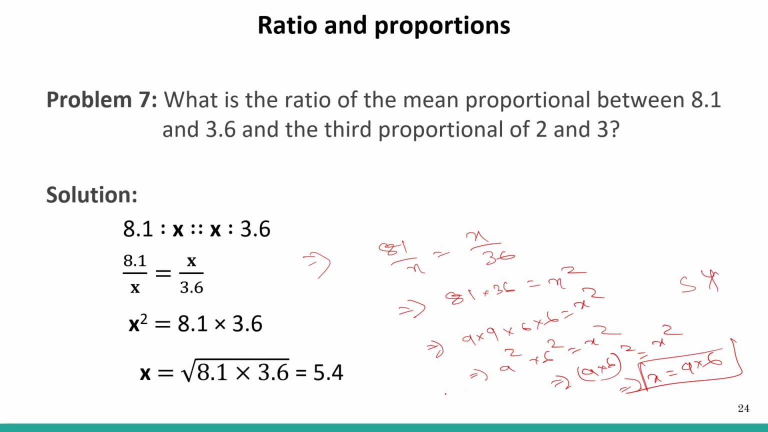So 54 in decimal will be 5.4. Okay, 5.4 will be the correct answer, because we converted this to 81 and 36 respectively. So this will become 10x. Okay, 10 into x, so this is 10x. 10x is equal to 54. So this implies that x is equal to 5.4.